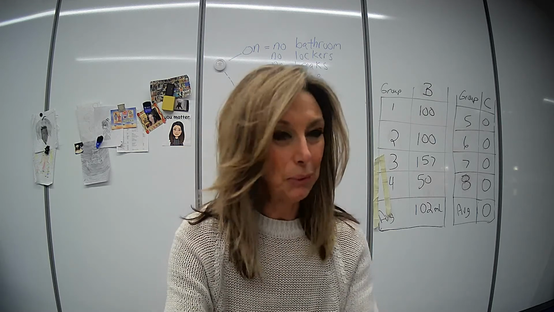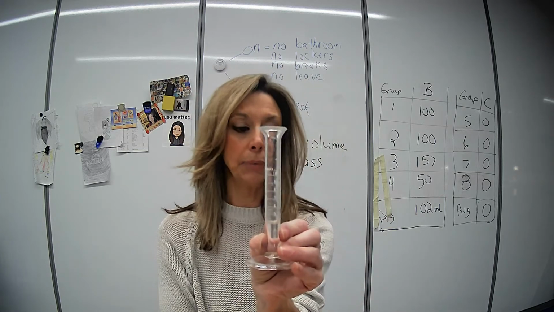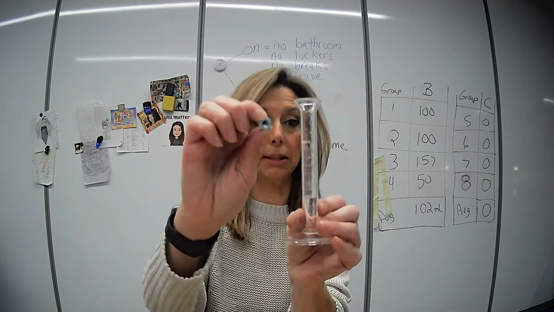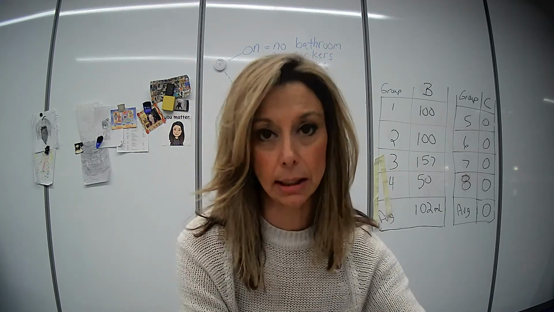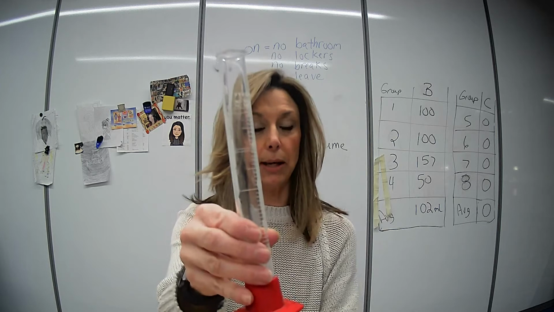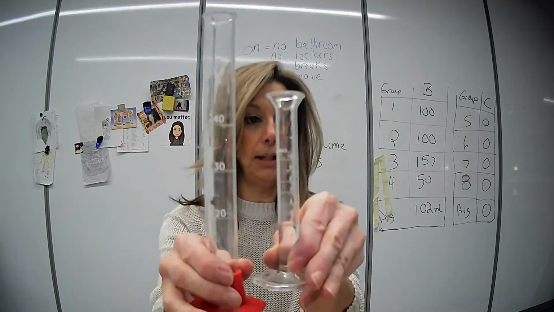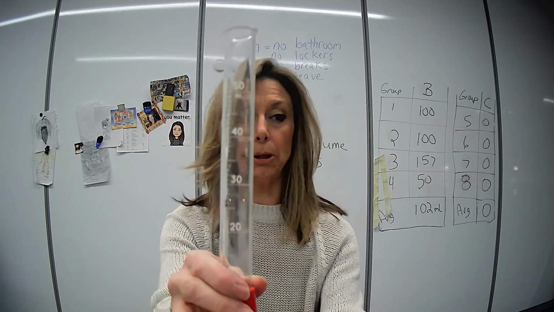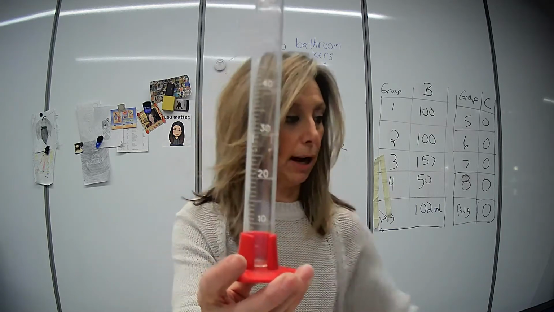Okay, so with our little graduated cylinder, this is a small graduated cylinder, appropriate for something that's not going to take up a lot of space. A larger object might need a larger graduated cylinder. Now, the problem with having two different sized graduated cylinders is your numbered increments end up being different amounts, okay?